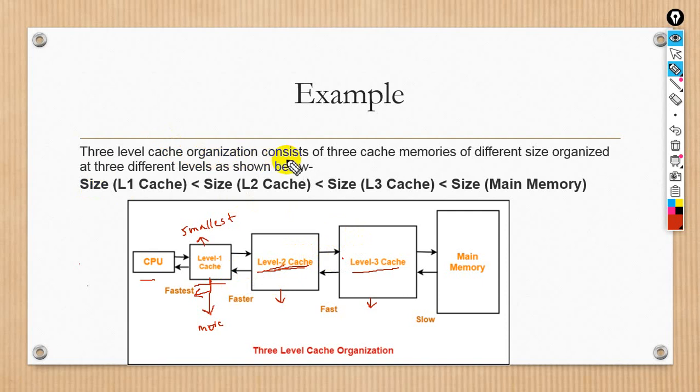Now look at this. A three-level cache organization consists of three cache memories of different sizes organized at three different levels, as shown below. The level 1 cache memory size is less than the level 2 cache memory size, and the level 2 cache memory size is less than the level 3 cache memory size, and the level 3 size is less than the main memory size.